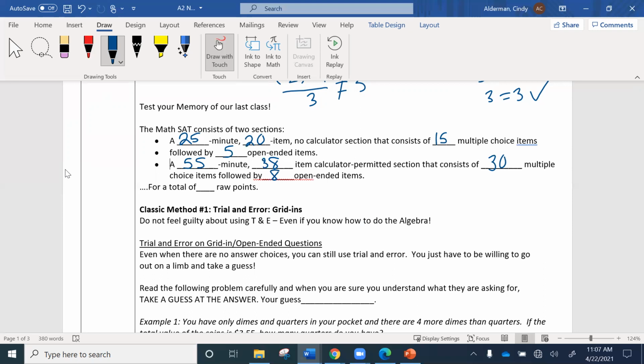So that makes a total of 58 raw points. So it'd be 20 plus 38 total questions.